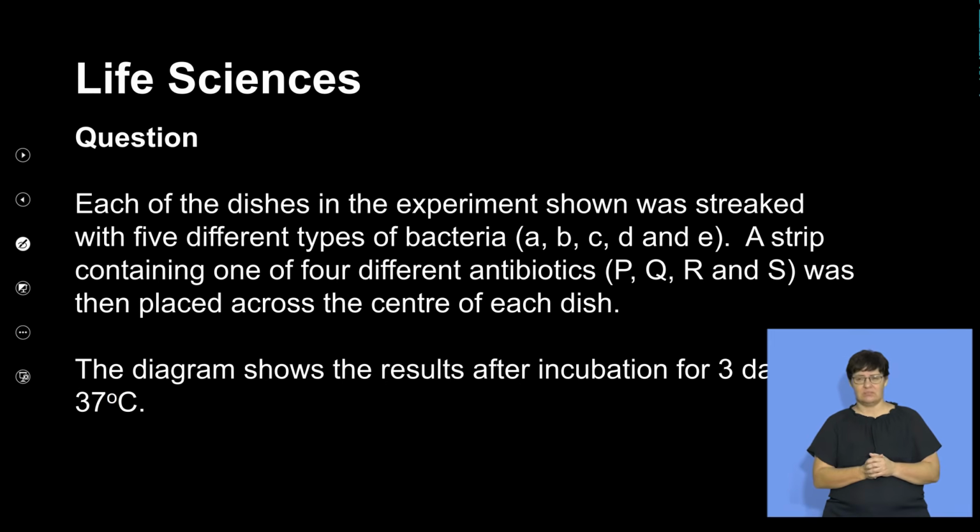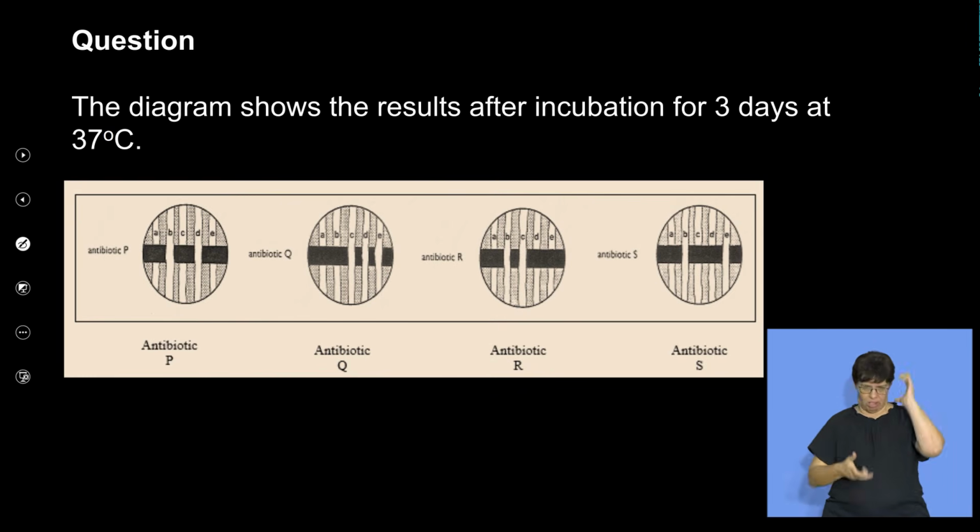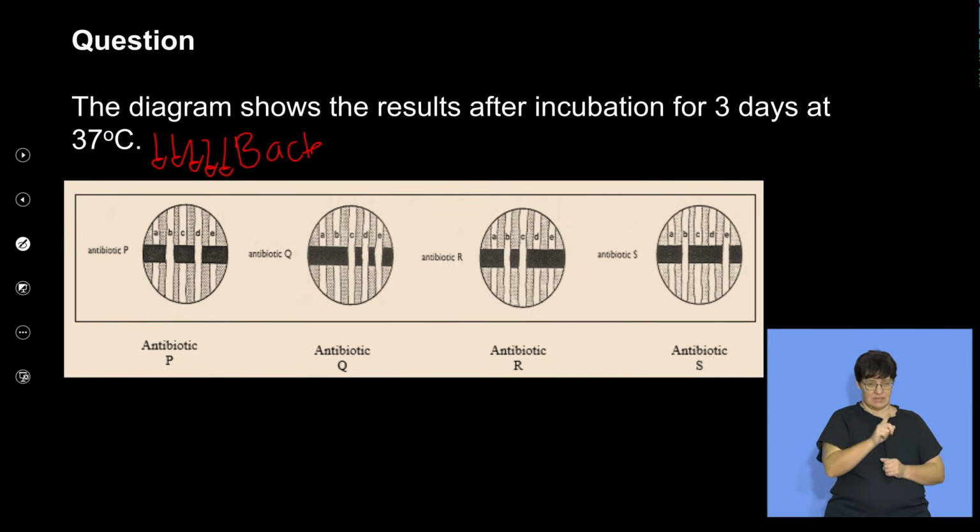This is a bit of a tricky question. You've got to pay attention here, and you've got to look at your diagrams very carefully. Okay, let me read first, and then we'll look at the diagrams. Each of the dishes in the experiment was streaked with 5 different types of bacteria, A, B, C, D, and E. Now I'm going to go to the diagram, because otherwise we're going to get confused. I want you to have a look at this. So the A, the B, the C, the D, and the E, those 5 arrows are the bacteria. That is really important.